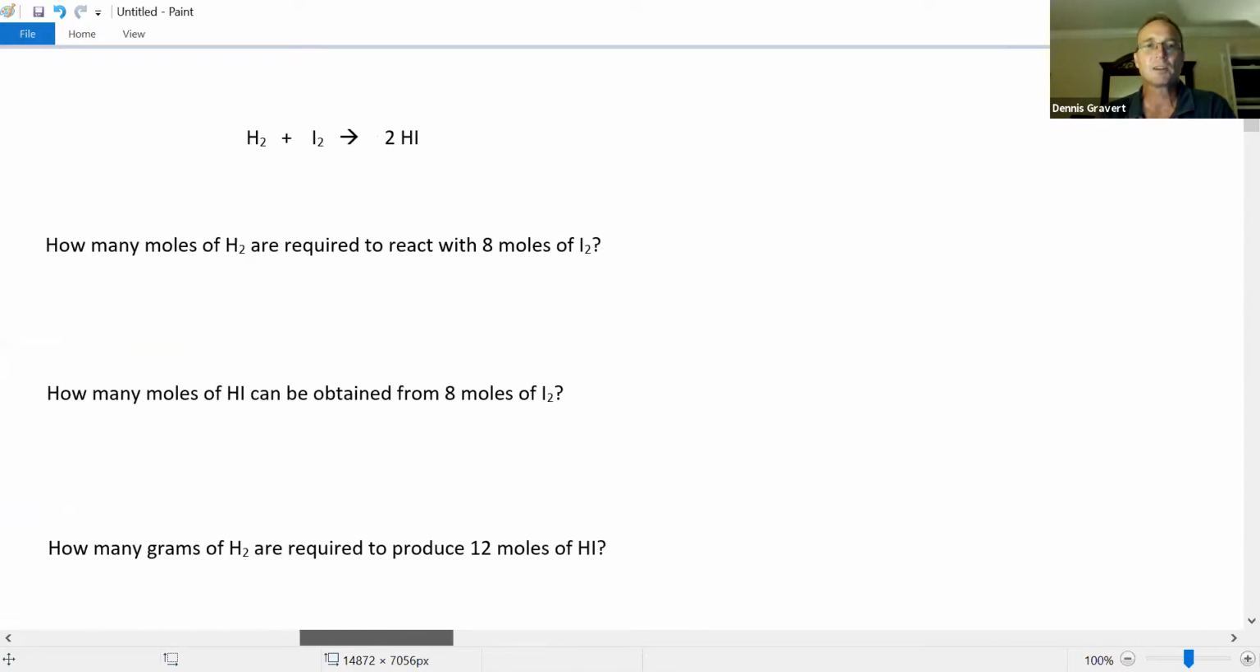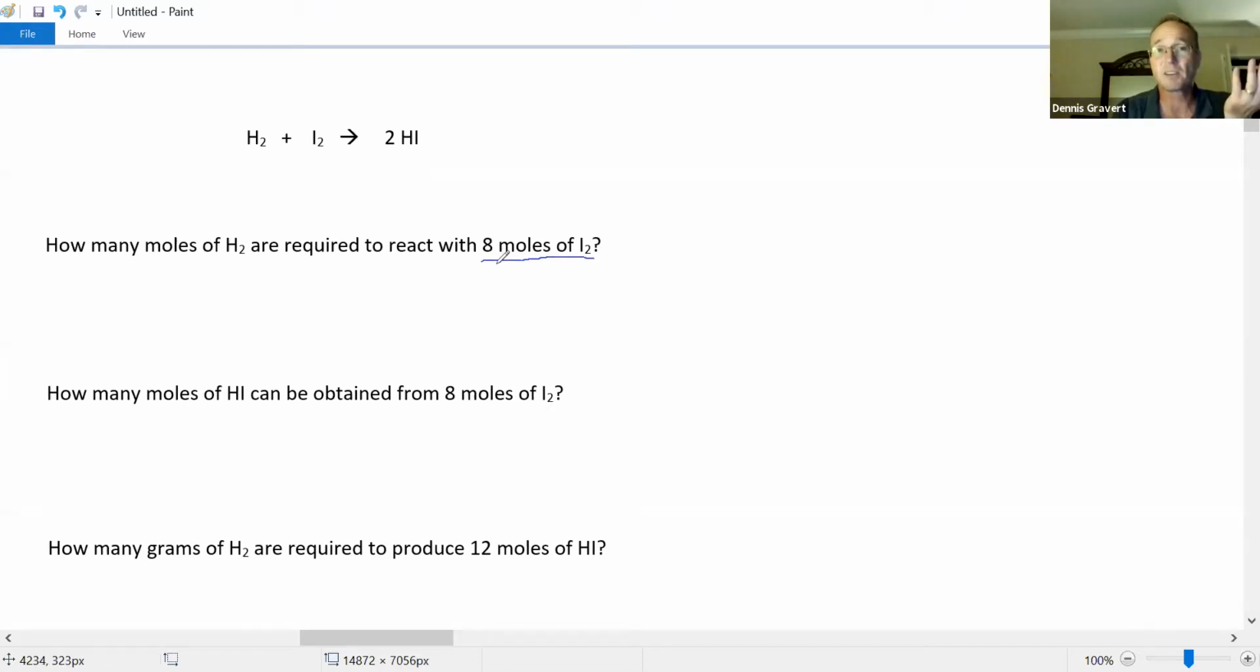Let's review and get some more ideas about what this recipe, this balanced chemical equation, can do for us. Suppose you don't want 2 moles of HI. Instead, you go to the lab and say, hey, I got this leftover iodine. There's 2 moles of it here. Let's use it all up and make some hydroiodic acid.